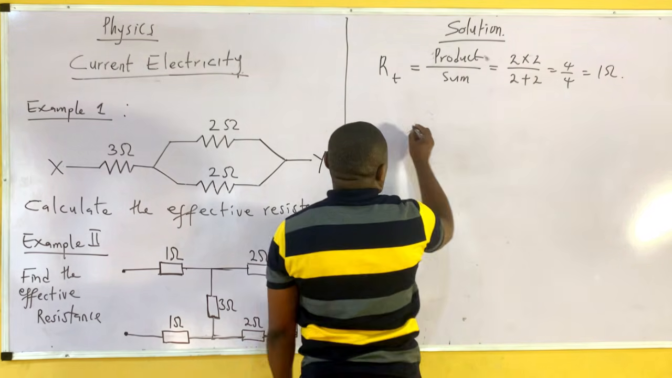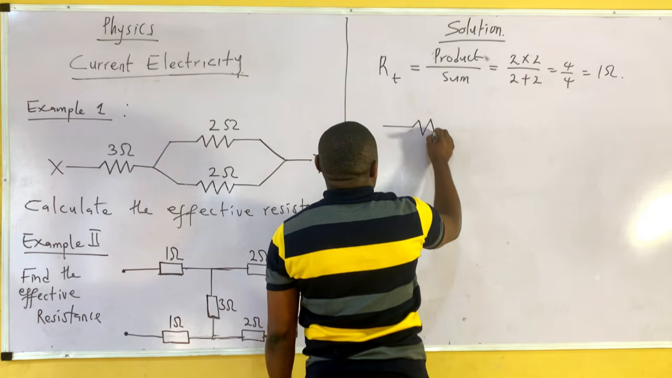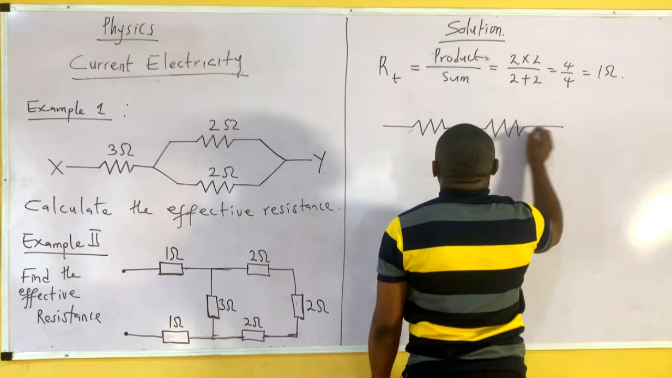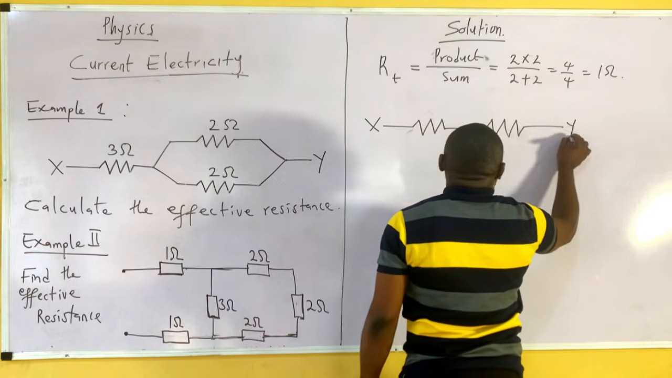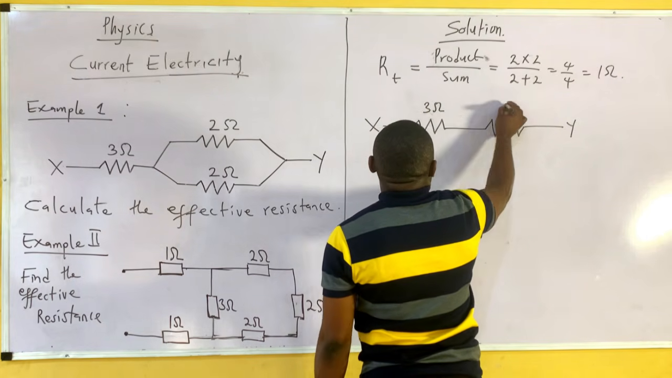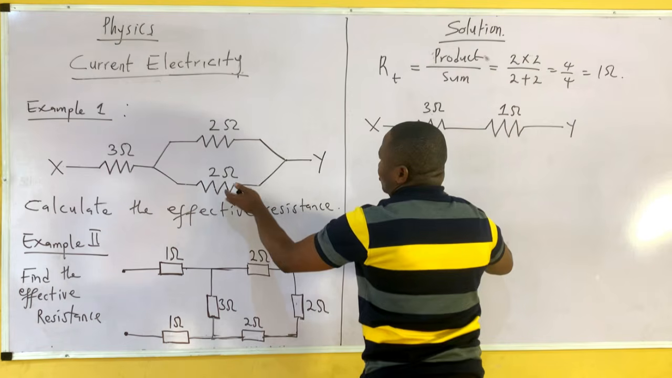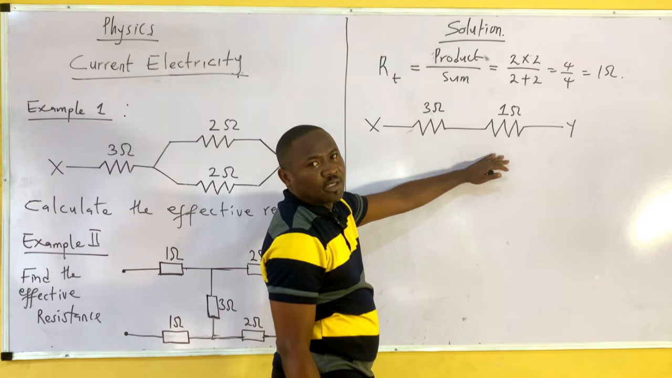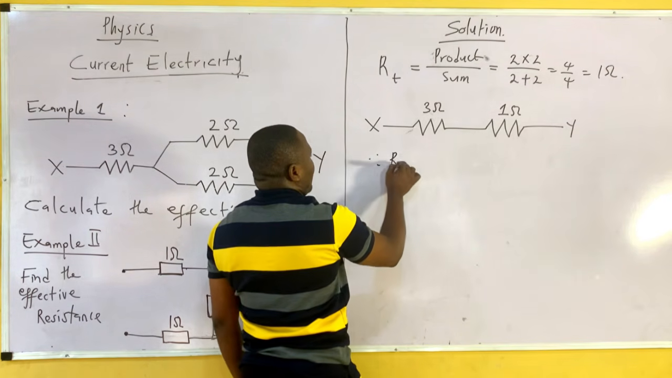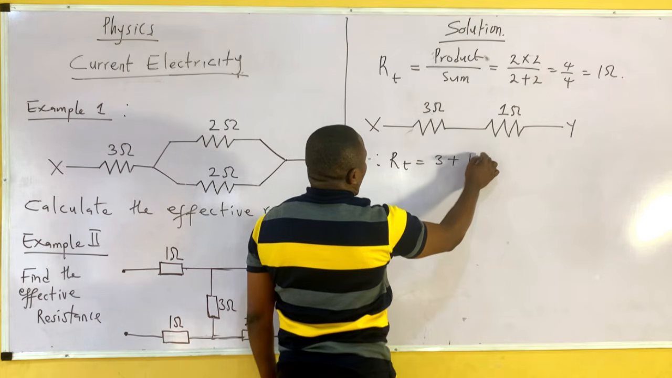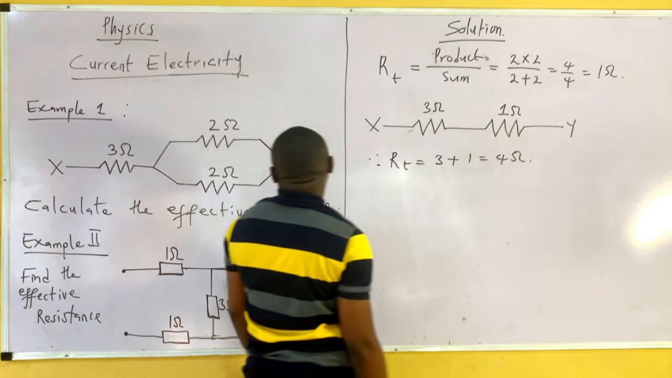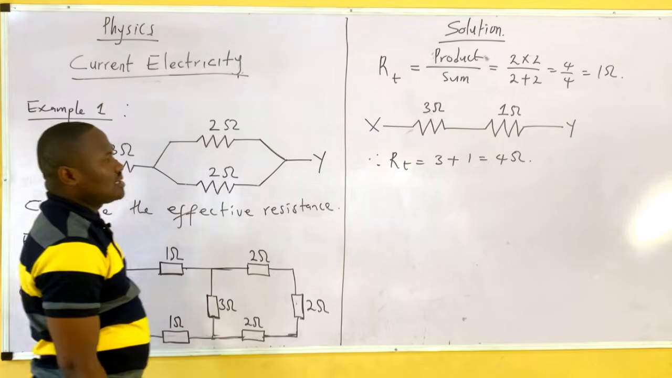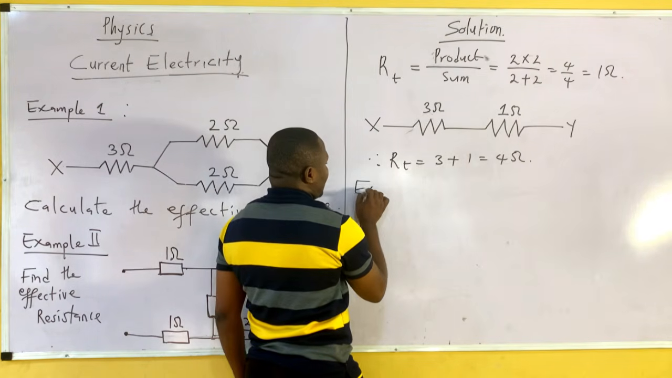So my new circuit will not be this. This is not my new circuit. My new circuit is this: X, Y, here is 3 ohms, and here is now 1 ohm. So these two have been solved to be 1 ohm. Now 3 and 1 are in series. Therefore, my R total is now 3 plus 1, which equals 4 ohms. So the total resistance of this circuit is 4 ohms. Let's see another example, which is my example 2.